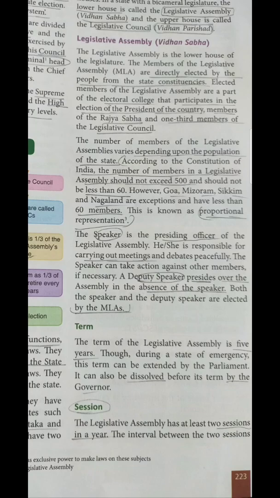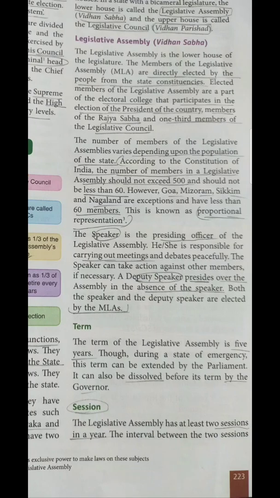If I talk about the time period or the term, definitely 5 years is the term for the state legislative assembly, and if there is any kind of emergency or requirement, then it can be extended. Okay, if the governor finds the legislative assembly is not required or not working properly, the governor has the complete authority to dissolve it. Dissolve means to end it.